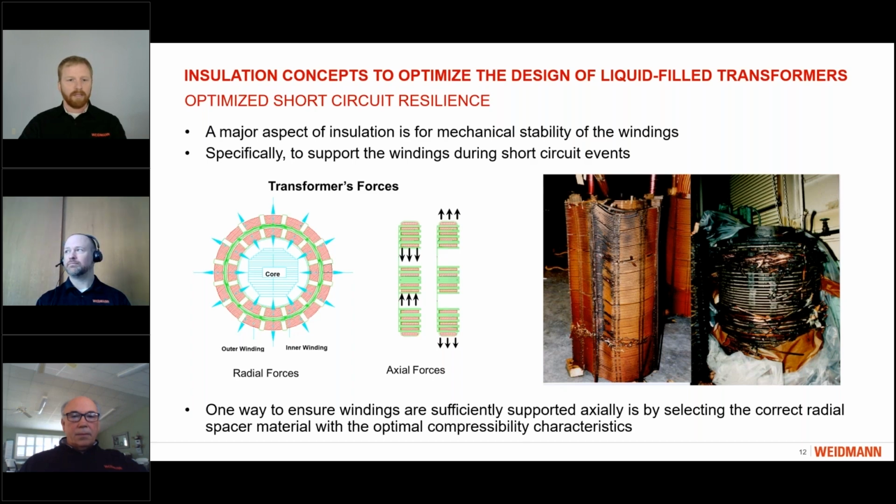So one way to ensure that the windings are sufficiently supported, specifically axially in this case, is by selecting the correct material for the radial spacers. By doing so, you select something with the optimal compressibility characteristics. Again, as Tom said, the compressibility of this material is critical for short circuit resilience.